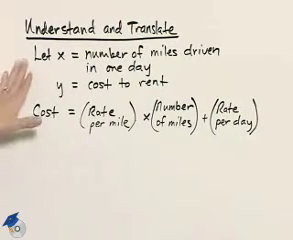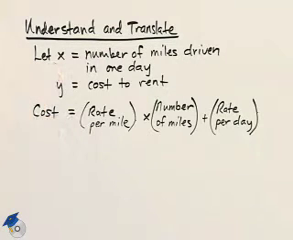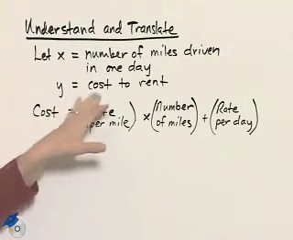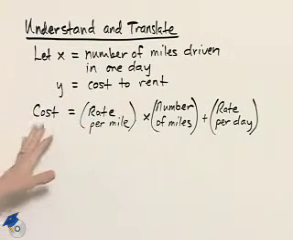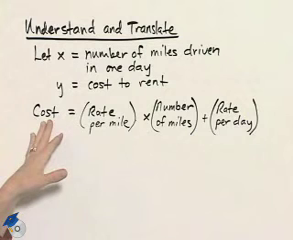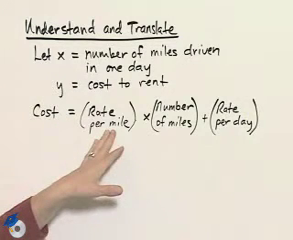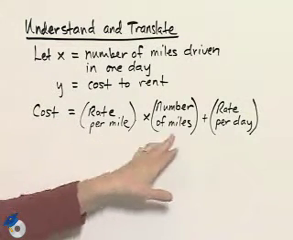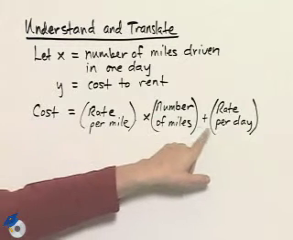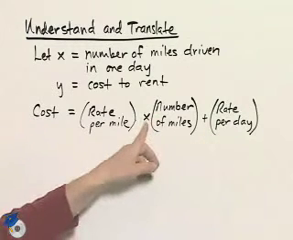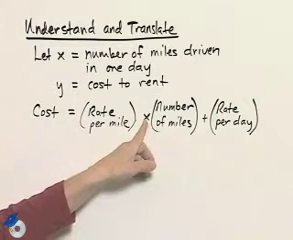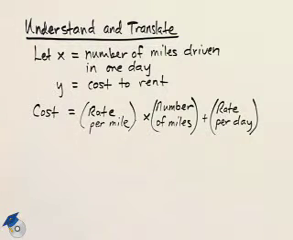The first step in that is to define your variables. We're going to let x equal the number of miles driven in one day. We're going to let y equal the cost to rent. The cost then is found by taking the rate per mile times the number of miles plus the rate per day. And this times here is indicated by an x, so that's not a variable.